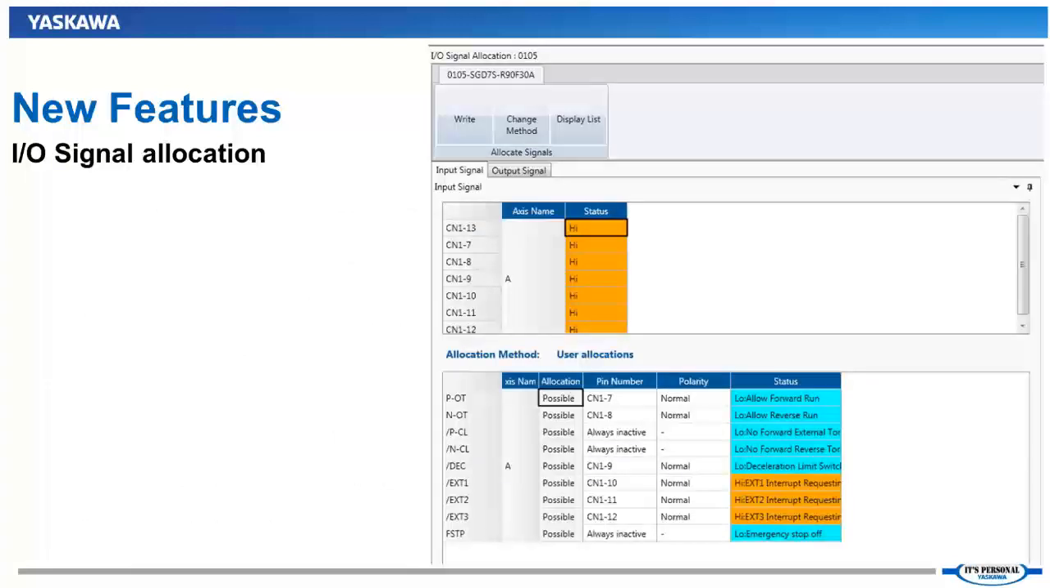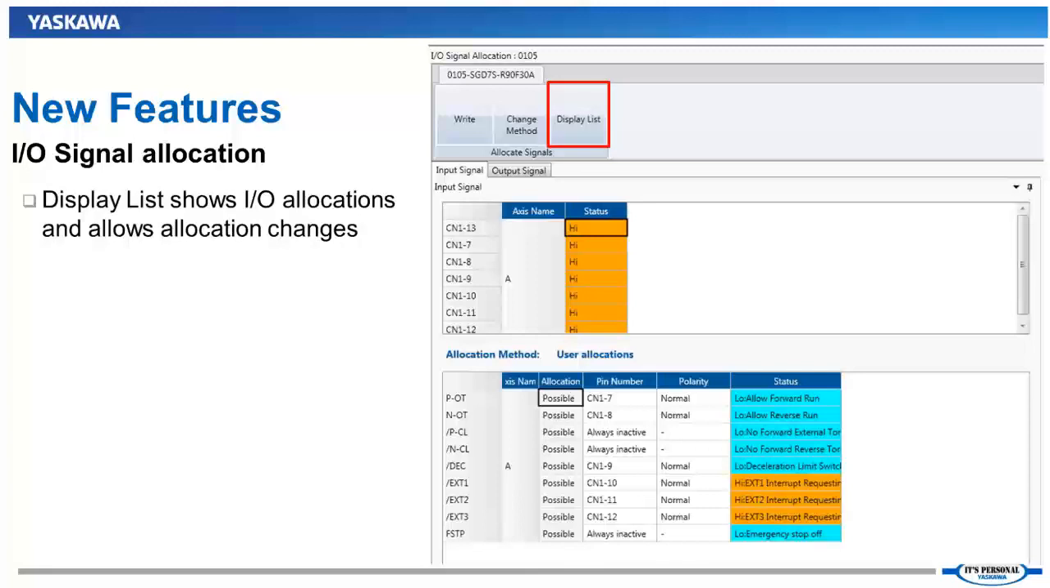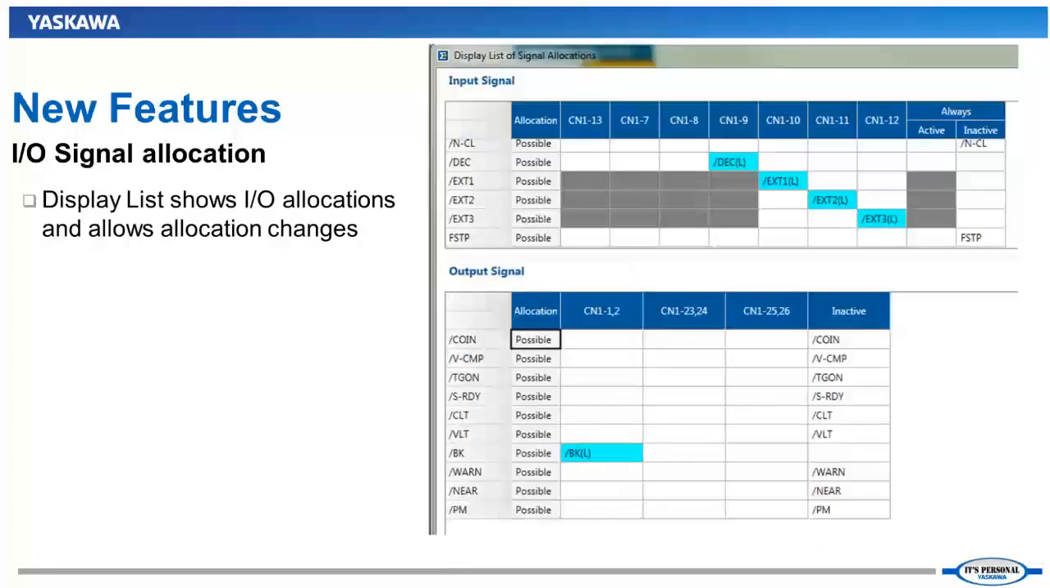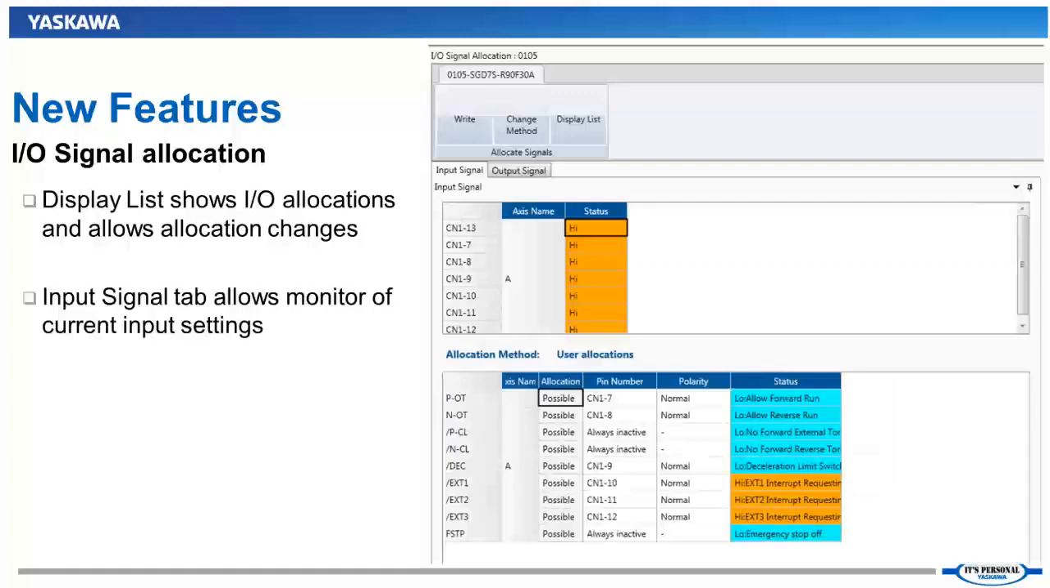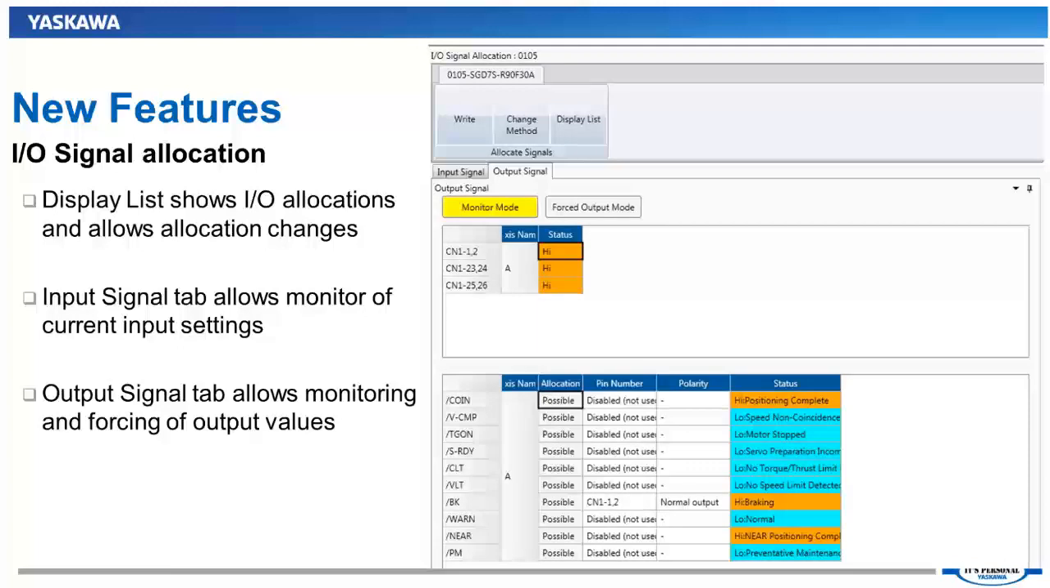So another new feature is I/O signal allocation. This is kind of a few pages from SigmaWin version 5 rolled into one. So display list allows you to show your I/O signal allocations and allows you to change those allocations. Some of you might recognize this from the parameter setup wizard. The input tab allows you to just monitor the current status of all the inputs, and your output tab will allow you to either monitor or go into a forced output mode for testing and verification of those outputs.